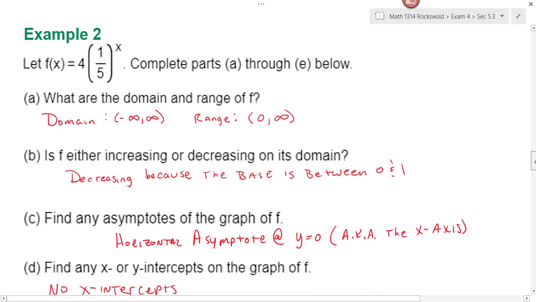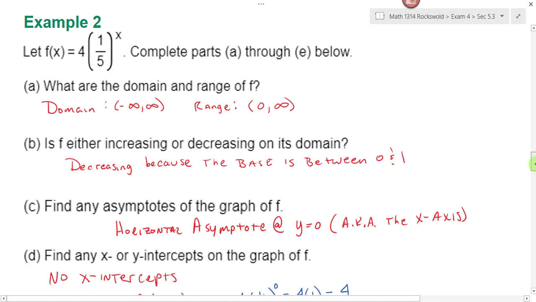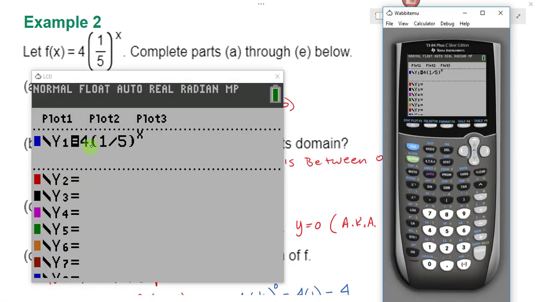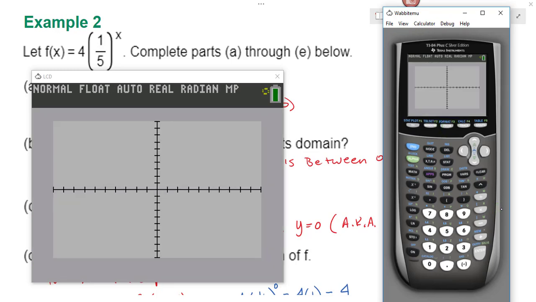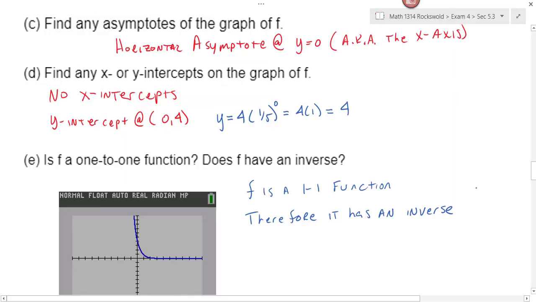Remember, we learned that every one-to-one function has an inverse. If I were to graph y equals 4 times (1/5) raised to a power of x on my graphing calculator, I would see a graph that looks like this. Notice it's a decreasing function. The x-axis is the horizontal asymptote. Our y-intercept is at the point (0, 4), and it is a one-to-one function because the graph passes the horizontal line test. Because f is a one-to-one function, it has an inverse.